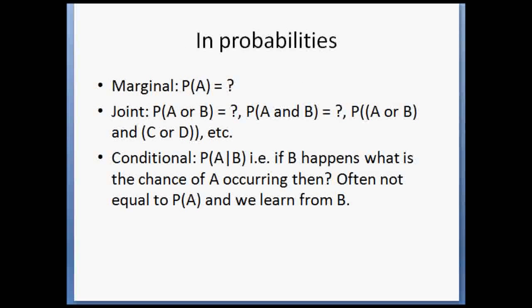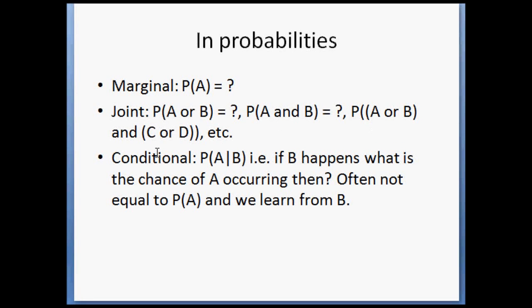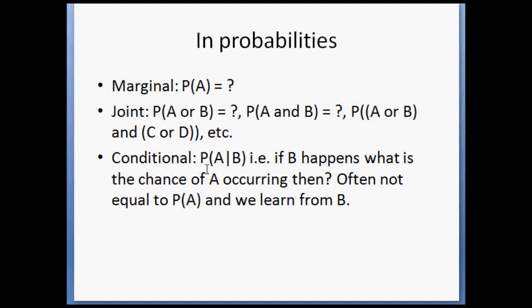So in terms of mathematical notation, we would say marginal is the probability of an event A, and then joint is going to be some expression with multiple letters, right? A or B, A and B, A or B and C or D, etc. So no matter what, you need 2 or more letters to express it, and that makes it joint. In conditional, it looks exactly like this.